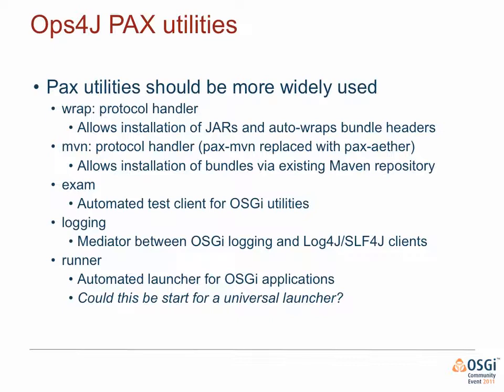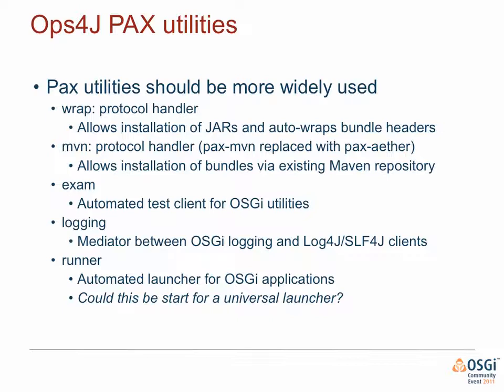Another one that's incredibly useful for consuming from Maven is the MVN protocol handler, originally part of the PAX URL Maven, but now replaced with PAX URL Ether. And Ether is the new resolution engine that's part of Tycho and is moving to be an Eclipse project. And the Maven protocol allows existing bundles of Maven via the Maven repositories that exist, and they have the group ID, artifact ID, version number that you can use to come down.